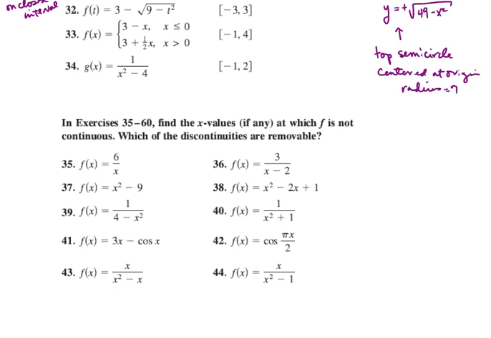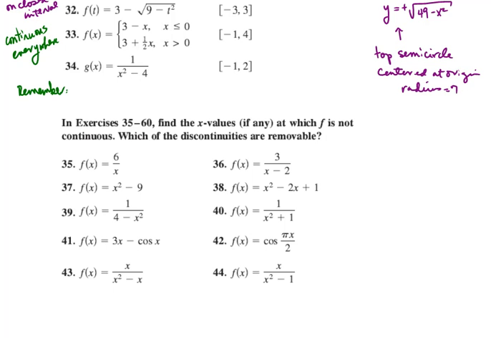So if we were to take the limit from the left at 0, we would get 3. The limit from the right at 0 would be 3 as well, and the value of the function at 0, the top branch, would also be 3. So in that case, number 33 would be continuous everywhere.